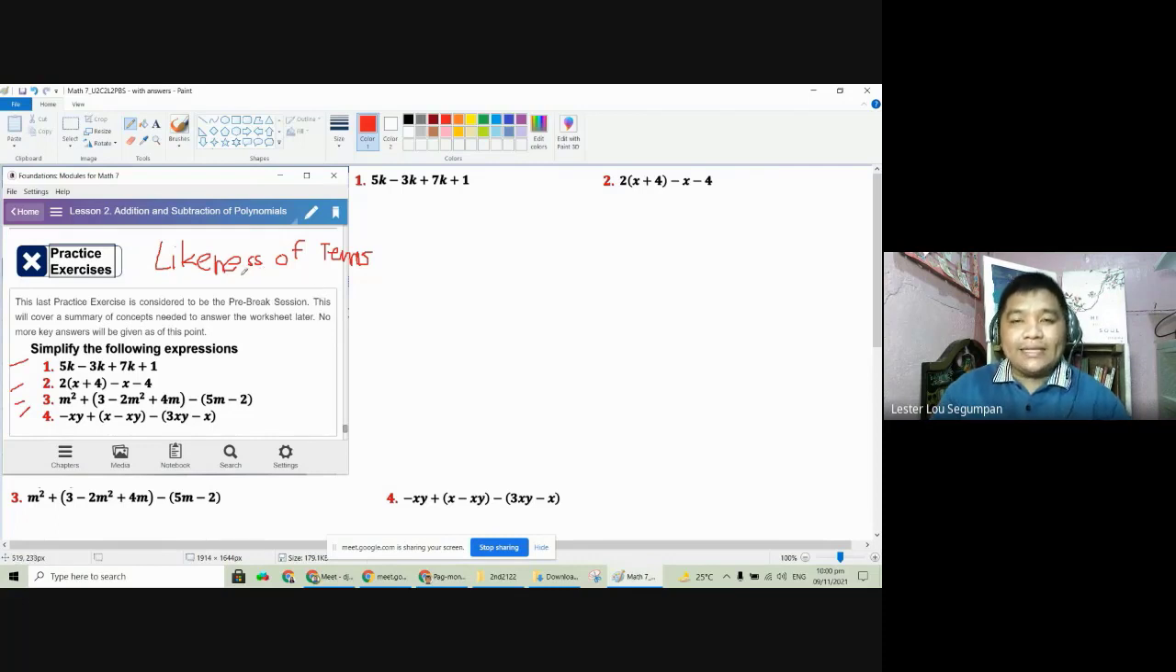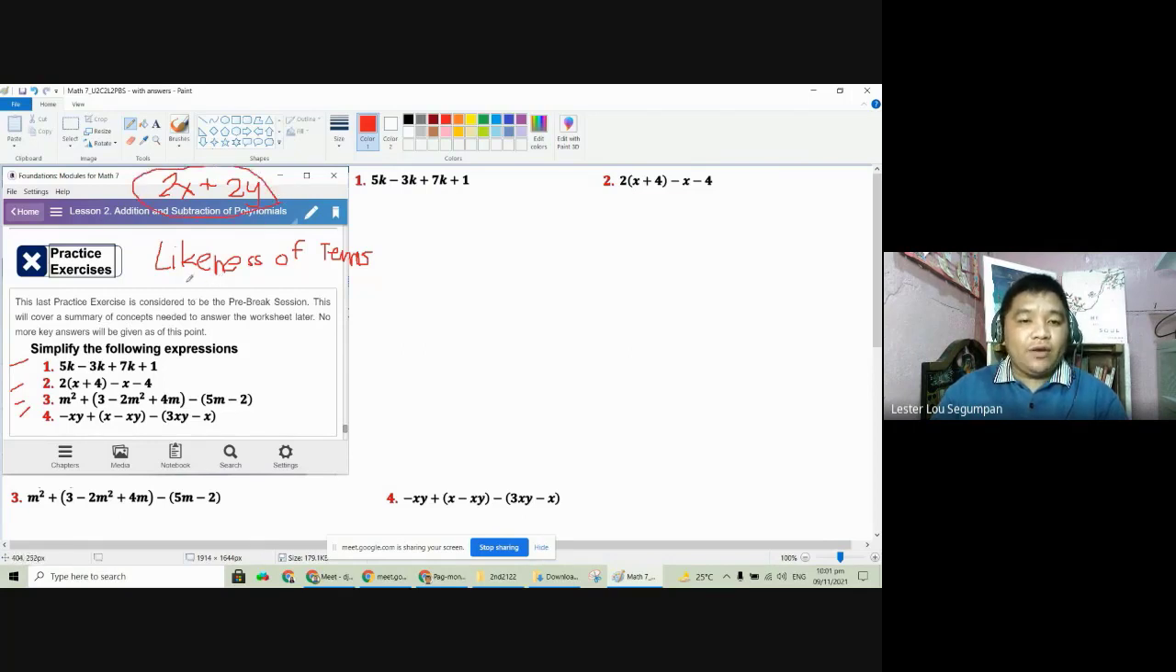When you talk about likeness of terms, you only need to look at the literal coefficients. So if you have 2x and 2y, even if they have the same numerical coefficient, you have here the literal coefficients of x and y, and if we're going to add them, we cannot combine them into one. So 2x + 2y should be our final answer.